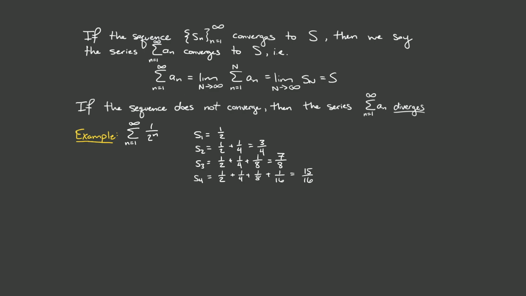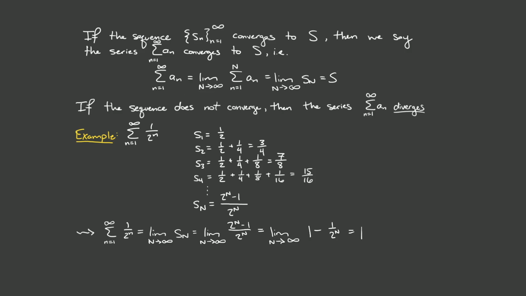And we start to see a pattern. Let's write a formula for the nth partial sum. We see that the denominators are just powers of 2. In particular, the denominator is 2 to the n. Then the numerator is always 1 less than the denominator. So we get that the partial sum is equal to 2 to the n minus 1 over 2 to the n. Now, to decide if the series converges, we take the limit of these partial sums and find that the limit is equal to 1. Therefore, the series also converges to 1.